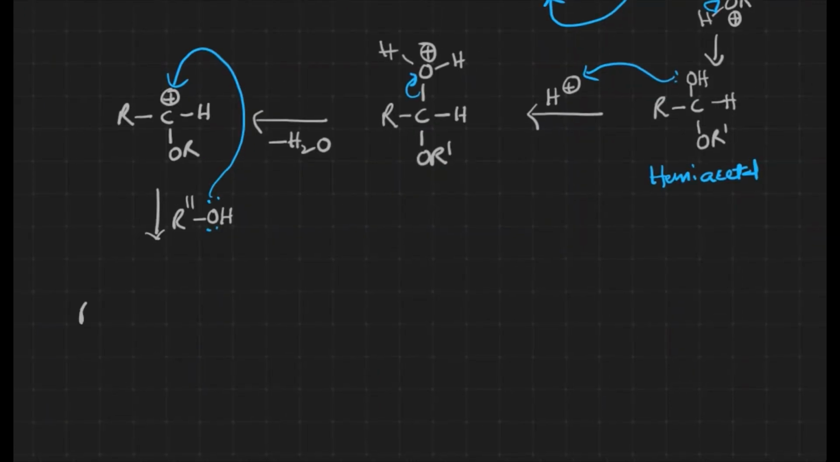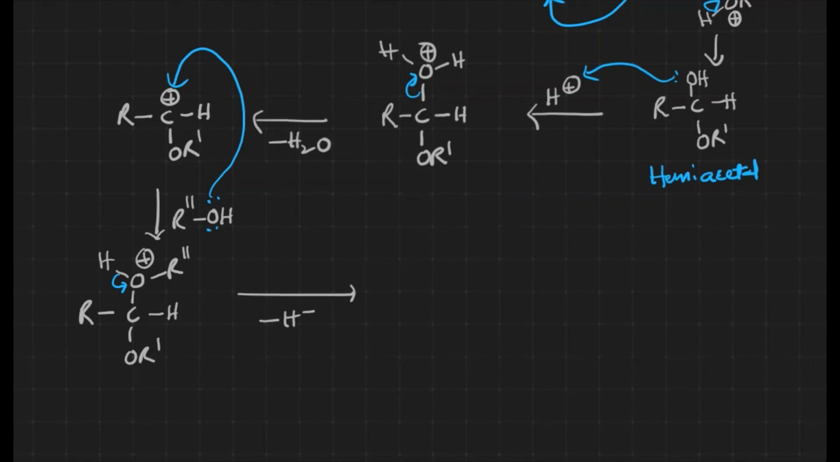Let us see the structure after attacking: R, C, O R double dash and H, and OR dash. Again, oxygen with 3 bonds is unstable. What happens here? Elimination of water takes place. Sorry, not water, proton. When elimination of the proton takes place, we lose H plus.